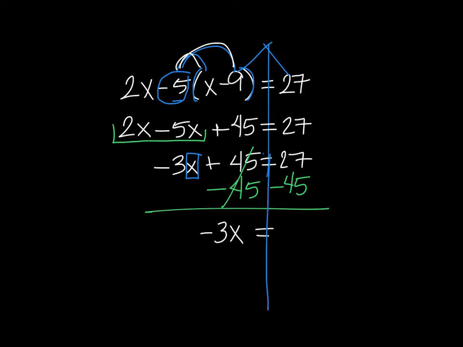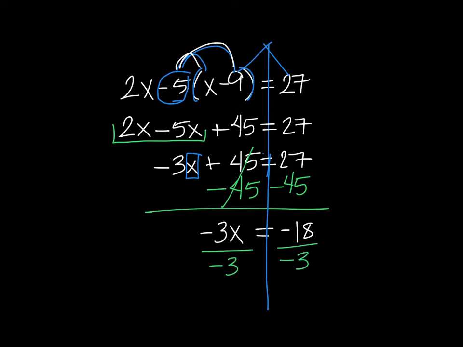I'm still balancing it out with my equal sign. And then I have to do the math of 27 minus 45. And I get a negative 18. And then I need to look at my equation again. It's gotten a lot simpler. And I have a negative 3x times, or negative 3 times x. So to get rid of that, I'm going to do the inverse of multiplying. I'm going to divide by negative 3. I'm going to bring the negative with it.